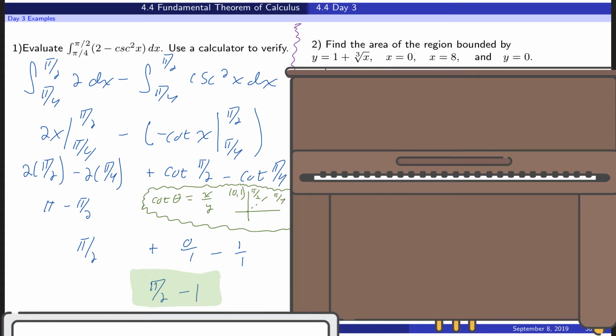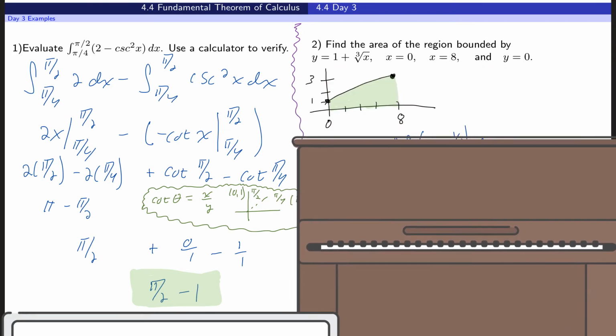So for the second example, you need to sketch your own region. Find the area of the region bounded by that function, x equals 0, x equals 8, and y equals 0. So the first step in this one is to make a fairly decent sketch of that function with these boundaries. Go ahead and try and sketch that out. Pause the video, try and create your sketch. Okay, hopefully you got something that looks like that.